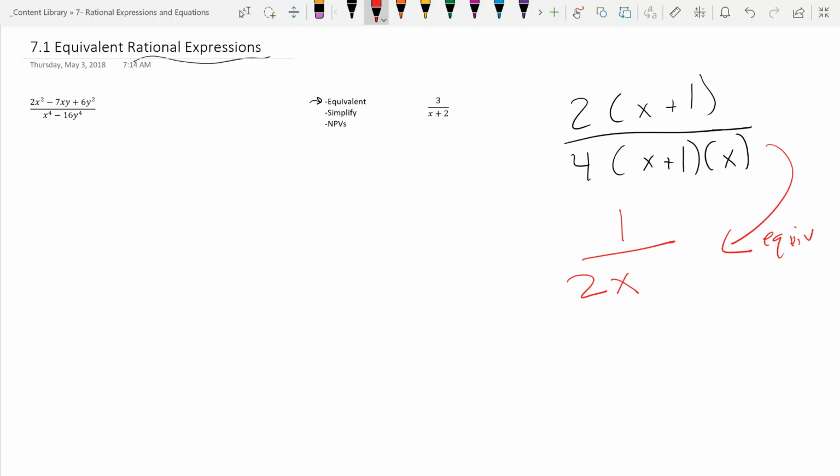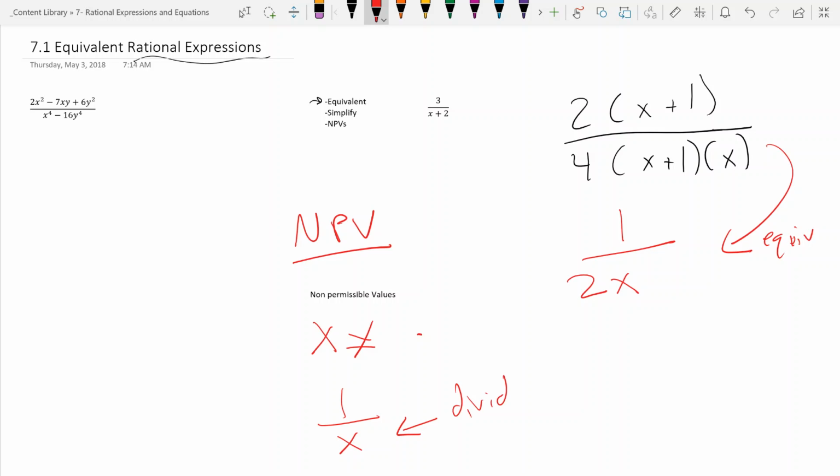Now, the last thing we need to know about is this thing called NPVs. These are non-permissible values. These are essentially what x is not allowed to equal. So for example, whenever you have a number, whatever x would be that would cause you to divide by 0. Because if you divide by 0, the universe explodes. No, it's not a real number. It's impossible to do because you can't cut something into 0 pieces. So in this example we have right here, x could not equal 0 because then it would just be 1 divided by 0. That's not that complicated.